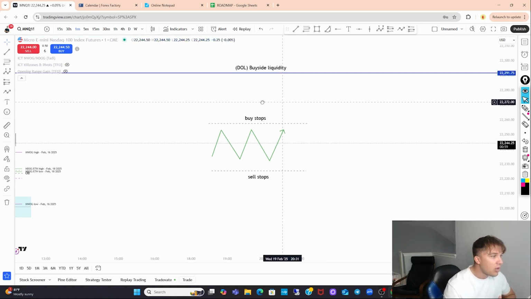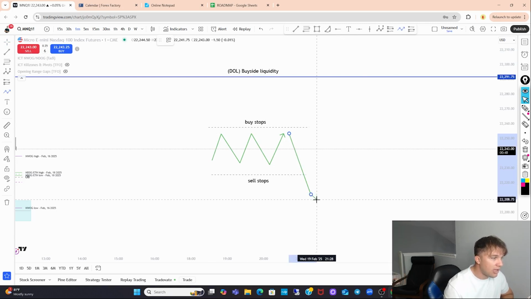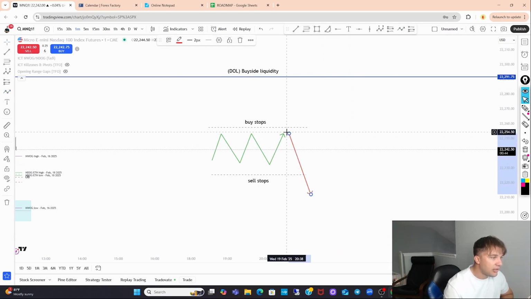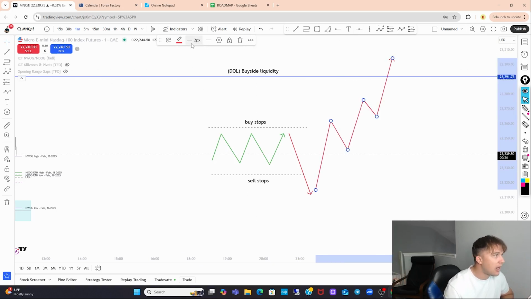Okay, so once we've identified the draw of liquidity, we have identified the accumulation, then we have the manipulation phase. Price will then hunt those sell stops. We'll make this red. There's our manipulation. We take out the sell stops in the market to then distribute, which is the third phase, to our draw of liquidity. And I'm going to make that blue.